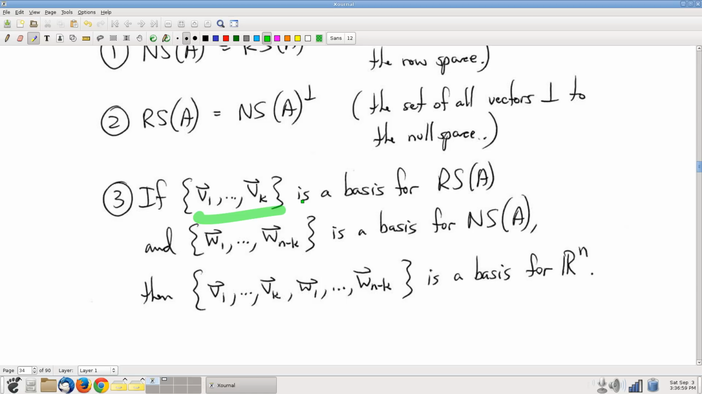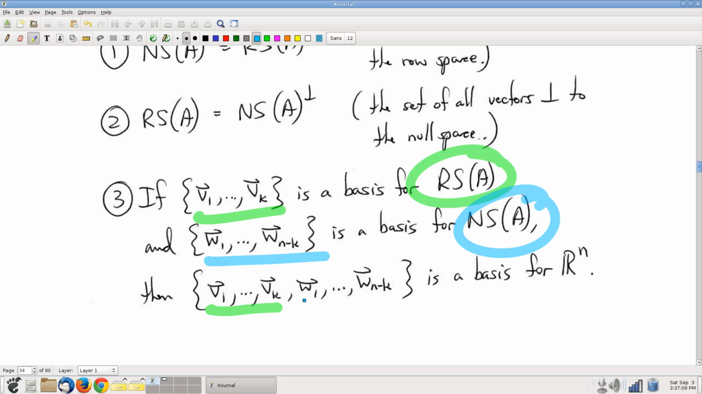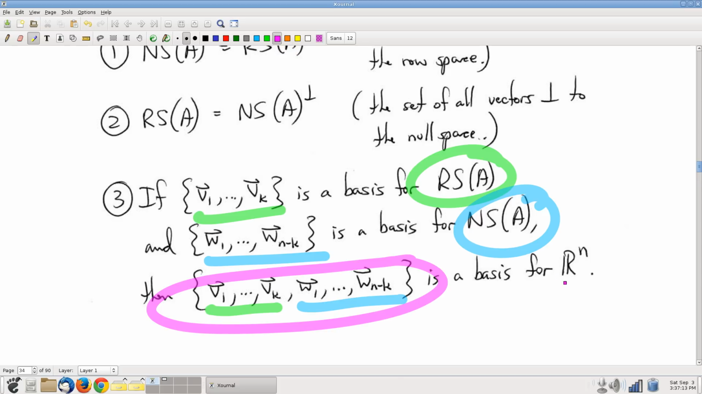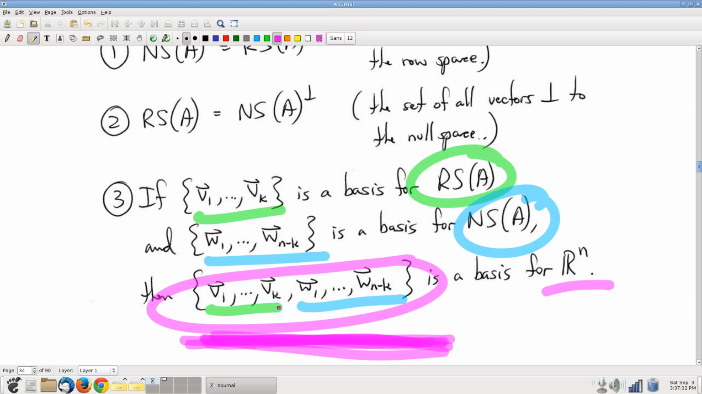Furthermore, if you have a basis for the row space and a basis for the null space, then if you combine those, you get a basis for Rn. Certainly we know that the arithmetic works out here. We know that the number of these vectors adds up to n. We argued earlier that these dimensions add up to n, and therefore the number of vectors in the basis adds up to n. So this is the right number of vectors, and there's just a little bit more work that has to be done to show that this list is independent.